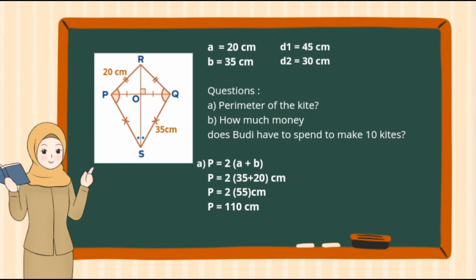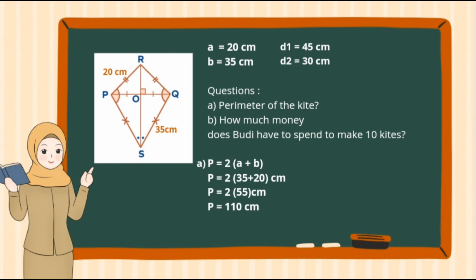In the problem, we know that the length of diagonal 1 is 45 cm, the length of diagonal 2 is 30 cm, the length of each long side is 35 cm, and the length of each short side is 20 cm. Question A is the perimeter of the kite and question B is how much money does Budi have to spend to make 10 kites? To find the perimeter of the kite, we can use the formula for the perimeter of a kite. Perimeter equals 2 times the sum of A and B.